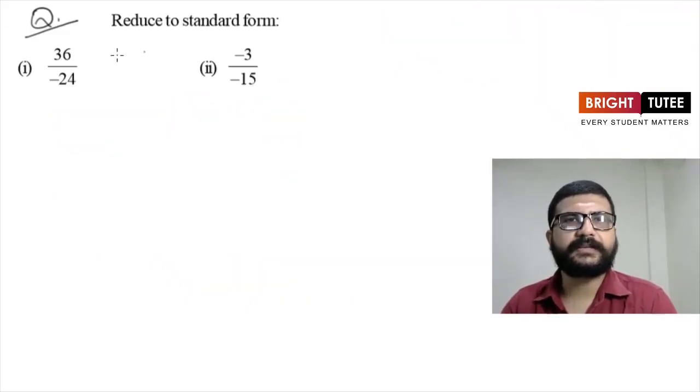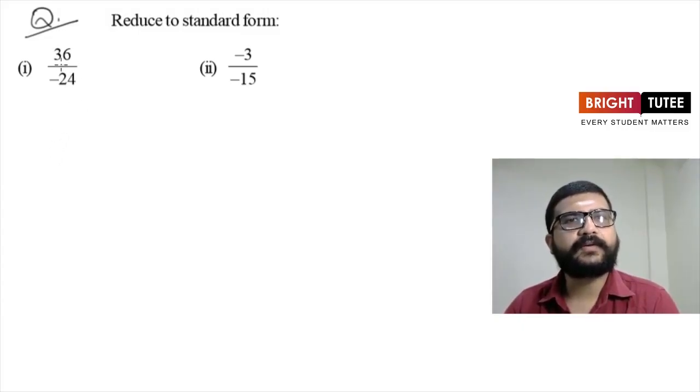Now let's try this question. The question here is reduce to standard form. The first number is 36 upon minus 24. So as we can see here, denominator is not a positive number. So what we have to do? We have to divide both numerator and denominator with a negative number. By which number should we divide?